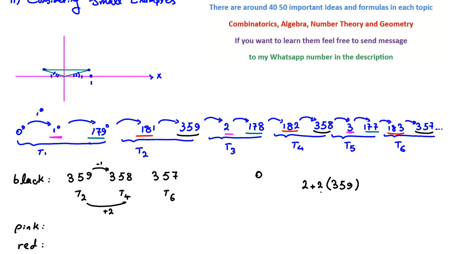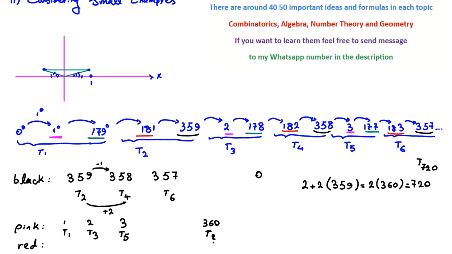Okay, and it will be what? It will be 2 plus. We can factor from 2. 1 plus 359, 360, 720. So in T720, we reach 0 for the first. For pink one, 1 T1, 2 T3, 3 T5, and when we want to reach 0, we should reach 360.